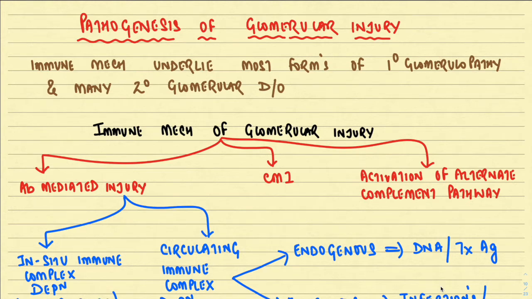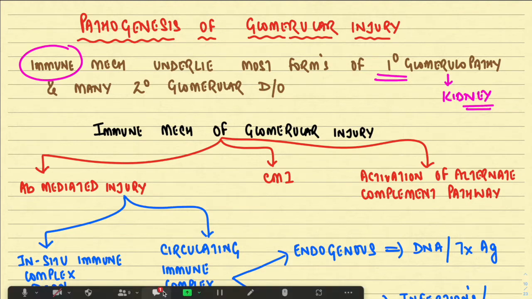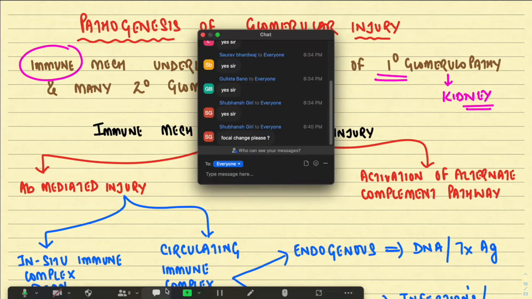Okay. Now we are going to go towards the pathogenesis of glomerular injury. So we have to understand that immune mechanisms underlie most forms of primary glomerular disease and many secondary glomerular diseases. Primary glomerulopathies are those wherein the kidney is primarily affected and there is no other systemic disorder. Whereas the secondary form of glomerular disorder is one that occurs secondary to SLE or some other kind of disease.